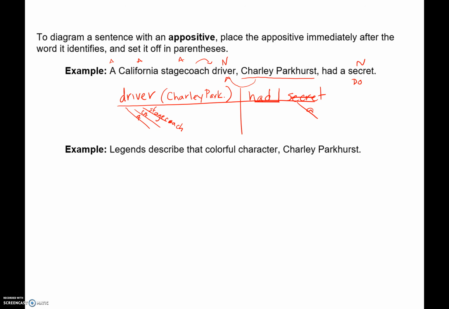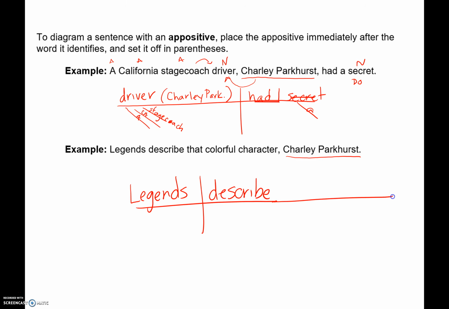If you look at the second one, you can see that in this one we have the same appositive phrase, Charlie Parkhurst, but it comes in a different place in the diagram because it's describing or renaming a different part of the sentence. In this case, Legends described that colorful character. If we diagram the rest of it, Legends described is the subject and the verb. And then the character is the direct object. It is what is being described in this one.